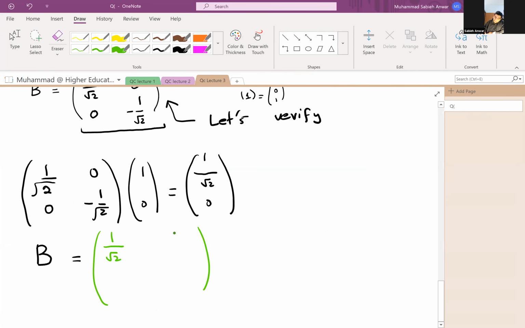What should be here at the top right? 1 over under root 2. And bottom left? 1 over under root 2. Bottom right? Minus 1 over under root 2. So this is the matrix for the beam splitter.